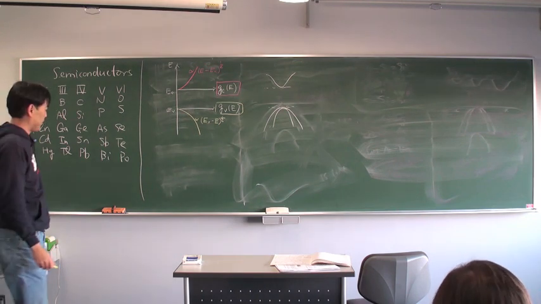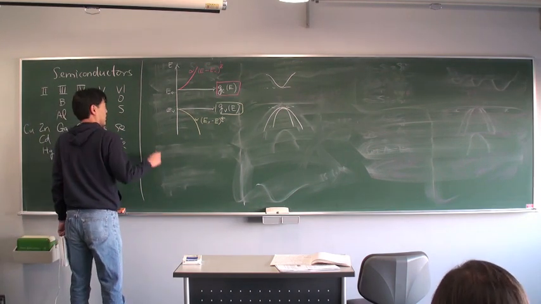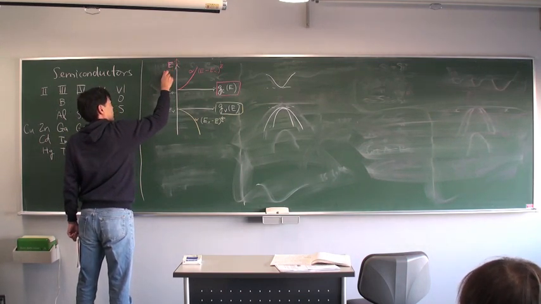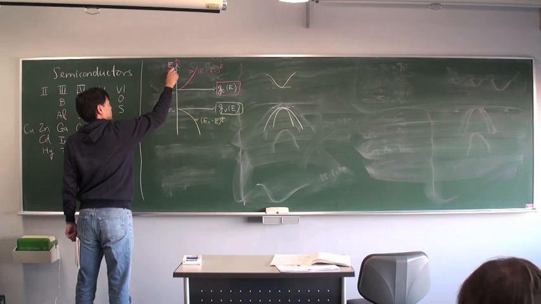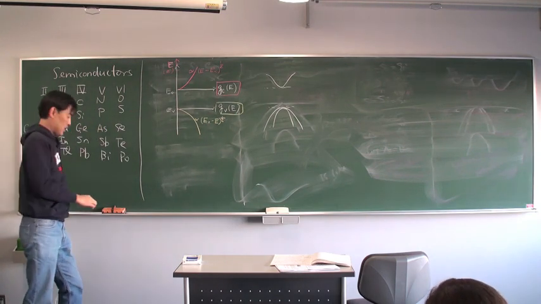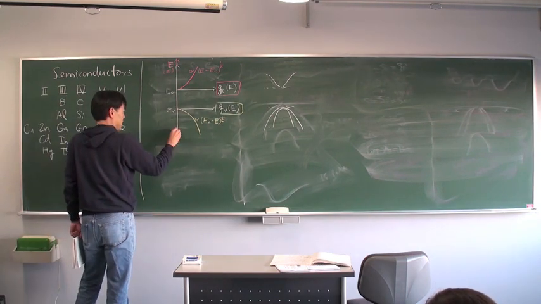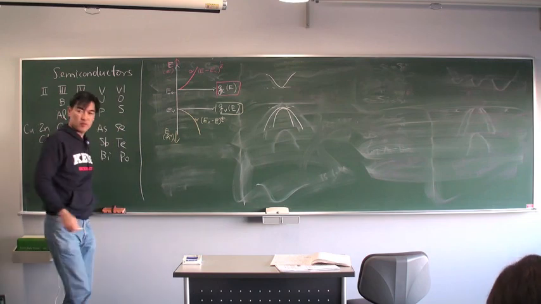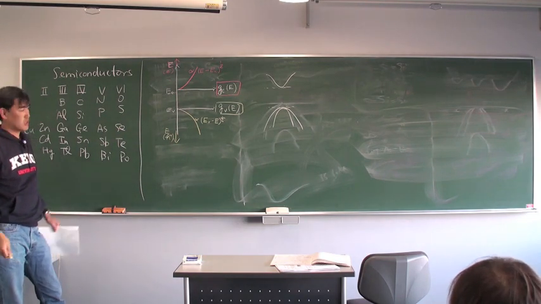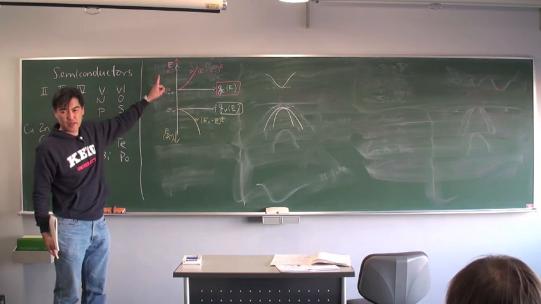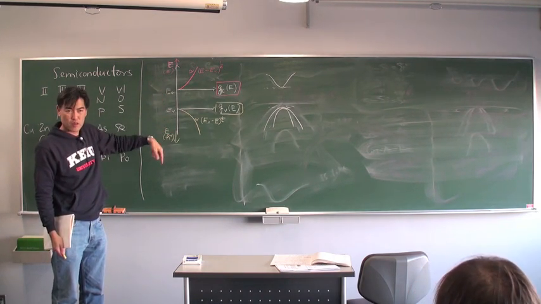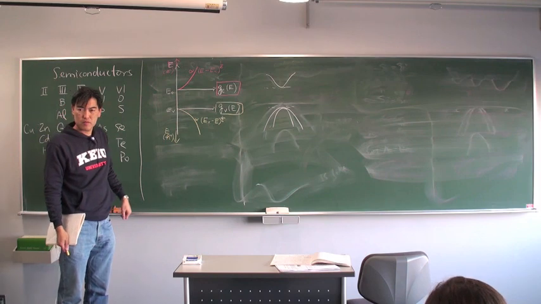So I have to make one thing clear to you. Energy going up is for electrons, and energy is higher this way for holes. Because if the electron energy is higher this way, then its energy is higher for holes in the other direction.